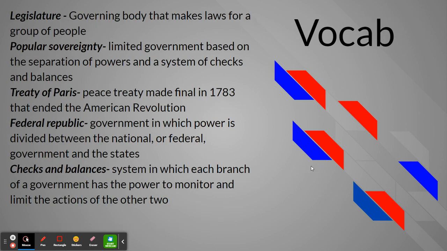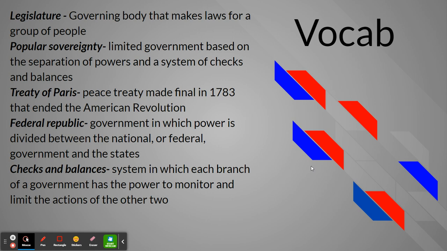And then our vocab. A legislature, this is going to come up all throughout the year and into government and U.S. history, is just a governing body that makes laws. So think of this as like a Congress. That's all it is. Popular sovereignty, this is the idea of limited government where the people choose their leaders, popular meaning people. Treaty of Paris, this is when the newly formed United States and the British Empire made their treaty, which formally recognized the United States and ended the American Revolution.